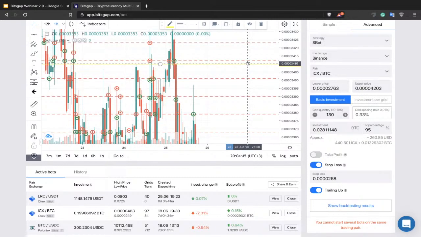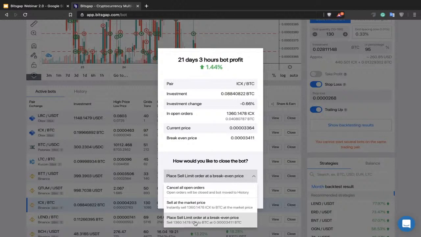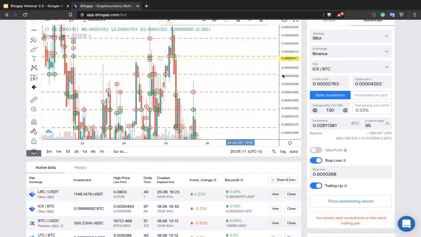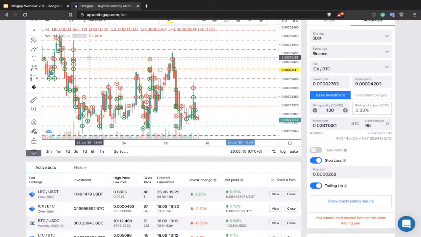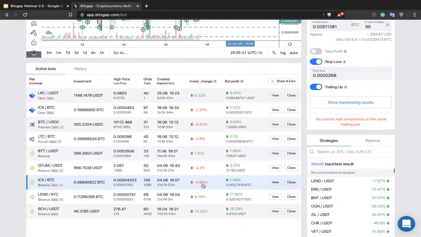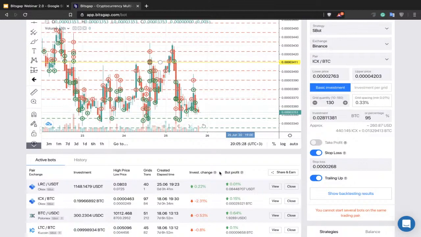3411. So when I click on close by the break-even price, it will eventually sell what is left in the bot, and that's 1360 icons. It will sell it to BTC at the break-even price, and the break-even price is higher now in comparison with the current price. So to have our investment change from 0.66% to 0%, the price must appreciate from that point.